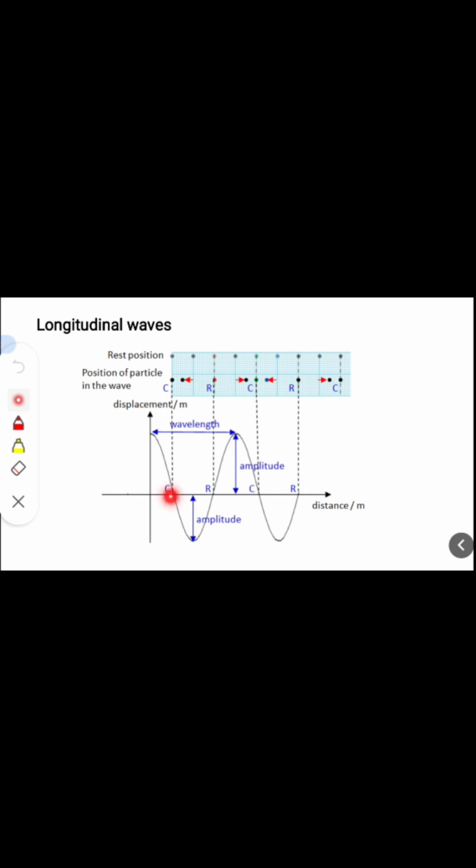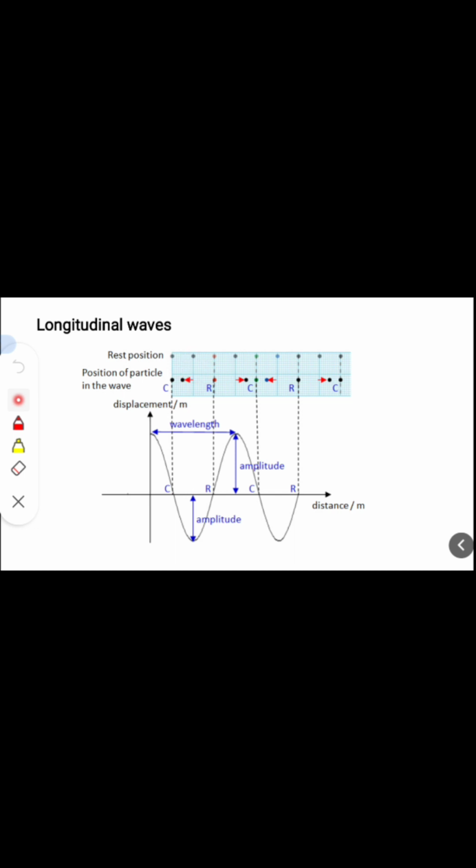After that, you could see that for the second one, it displaces from its mean position to a maximum, right? Here we are considering only a few particles, but in between there will be a lot of particles. For simplicity we are considering only one particle in between the compressions and rarefactions, okay?